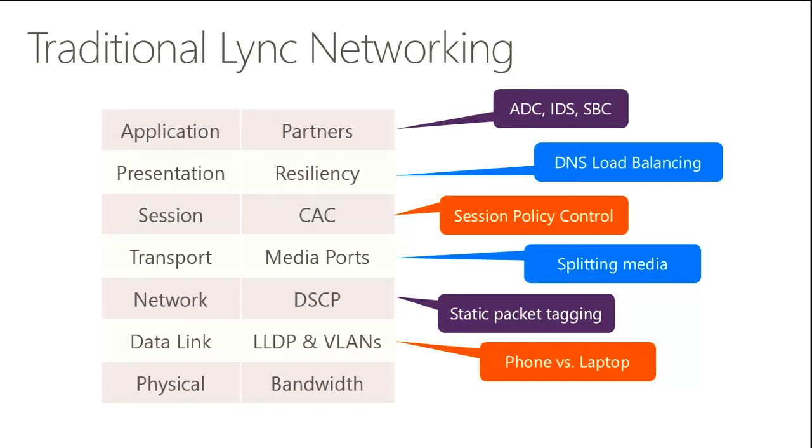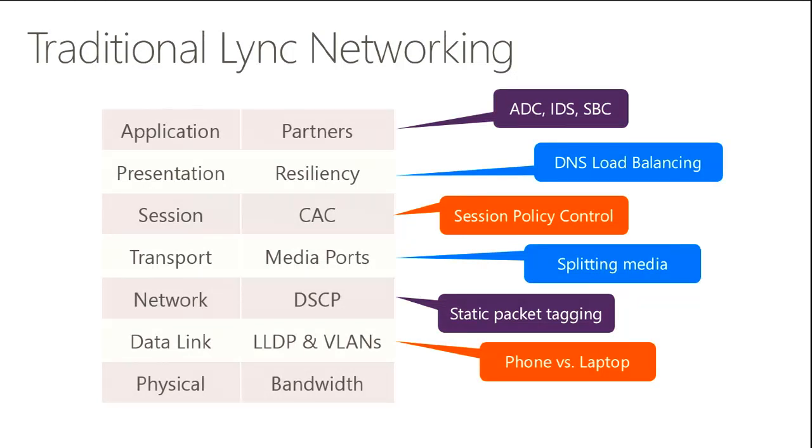So I've done a fair number of these enterprise networking sessions with Lync. And one of the ways that I structure the information for the audience is I base it off of the OSI layers. I talk through every layer of OSI. Physical layer, let's think about raw bandwidth. Data link, let's think about VLANs. Let's think about LLDP for phones. Let's think about marking packets at the network layer. At the transport layer, let's think about your port ranges and how to configure that.